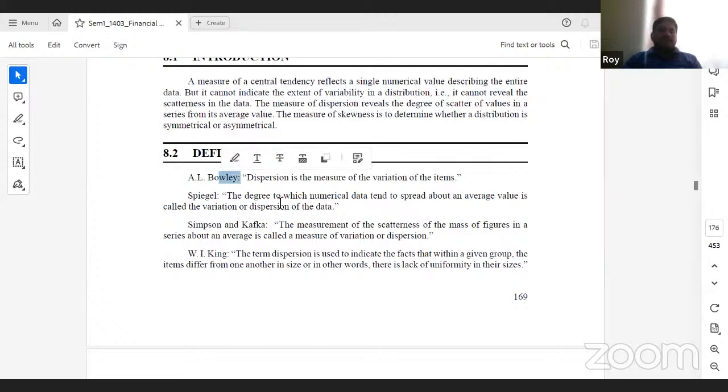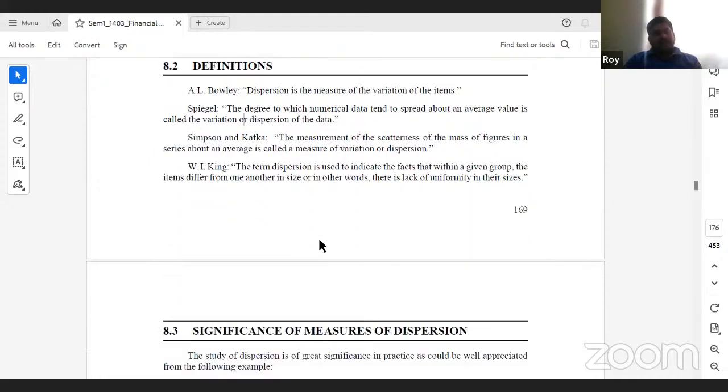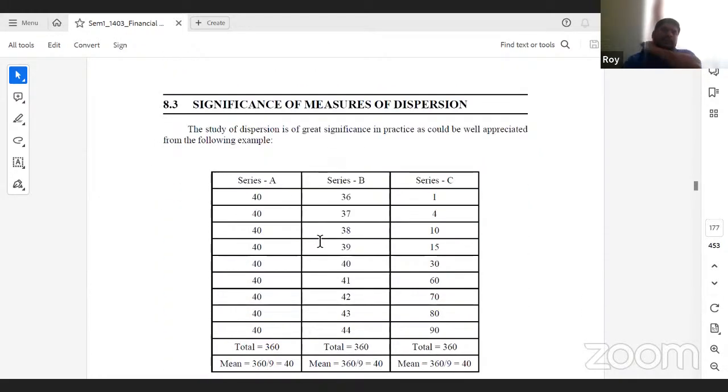Now, Bowley gave a good definition: the measure of the variation of the items, how one value is varied from another value. The degree to which numerical data tend to spread about an average value is called the variation or the dispersion of the data. The measure of the scatterness of the mass of figures in a series about an average is called this. I think you understood that by looking at two definitions.